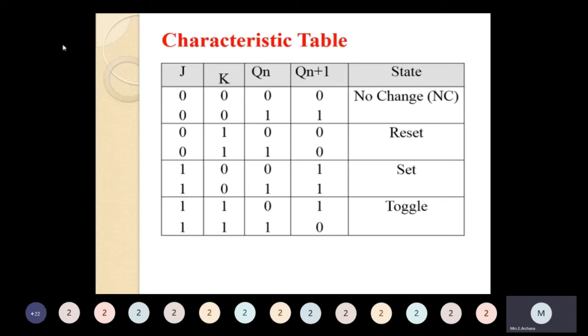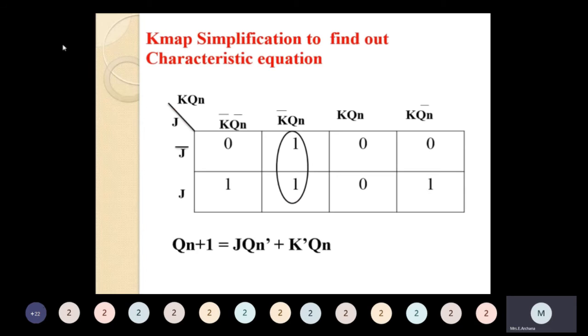When my J and K values are 1, 1, and my present state is 0, the next state will be 1. It toggles the value from 0 to 1. Likewise, when my present state is 1, it goes to the next state, 0. It toggles the state. That is the toggle condition.